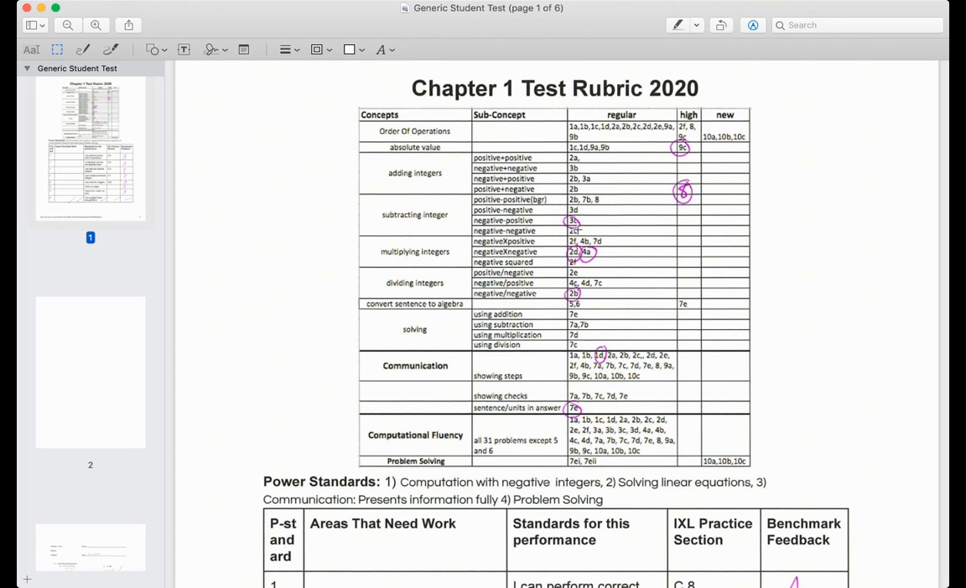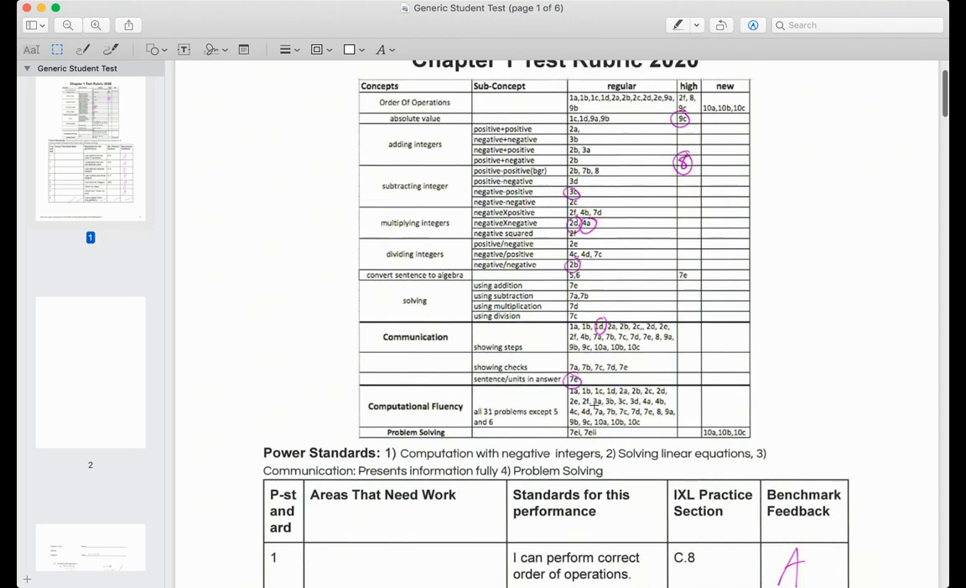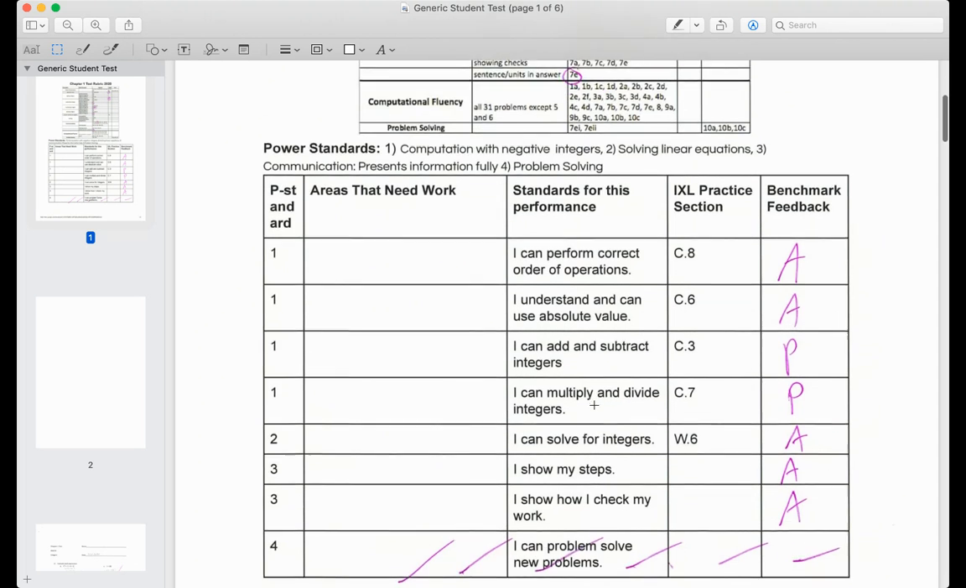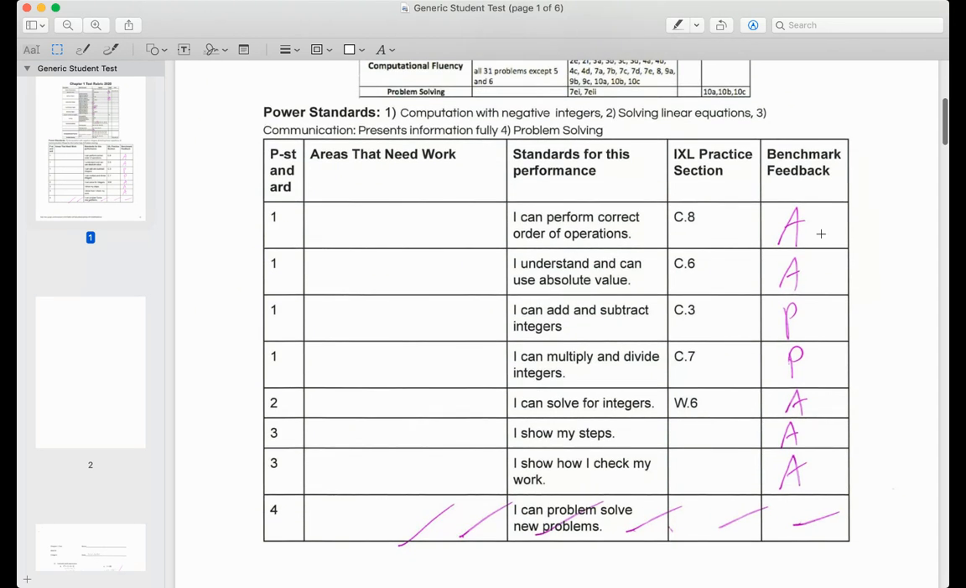So I want you to go to all these problems. They're also circled on the test, and we'll get to that in a minute. Now, down below here, this is where you get to see whether you've achieved these benchmarks. For this particular standard of computation with negative integers, there are actually 4 different components, and you need to do well on all of those. You need to achieve all of them so that you can achieve the standard and be able to move on.